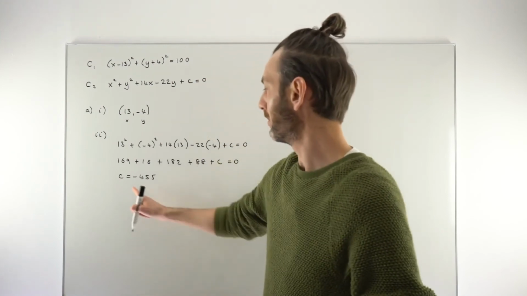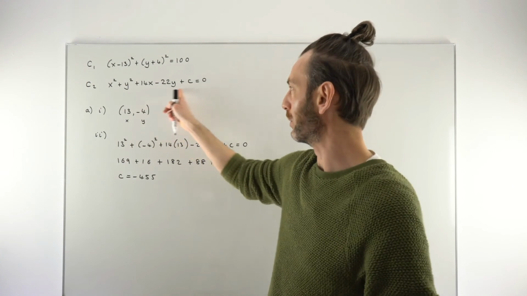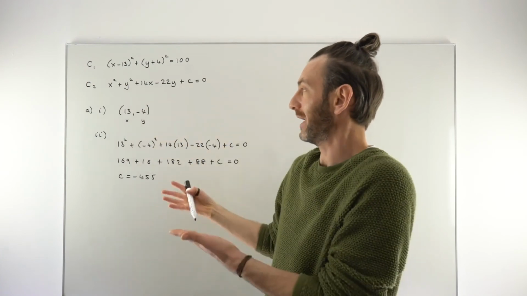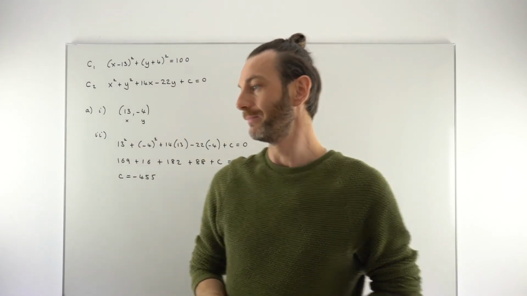So remember now that that means that we know that this c value is minus 455. So if we have to do anything with a circle, we'll need to use that updated version of the formula by knowing that this value is the one tagged on the end.